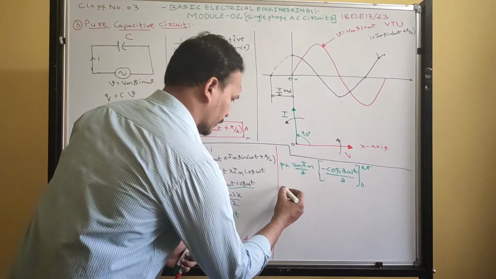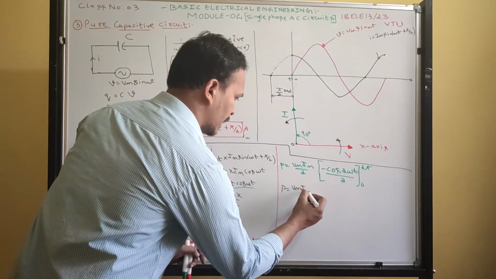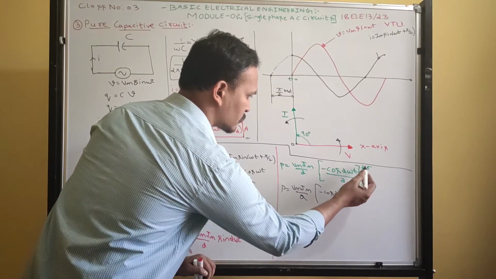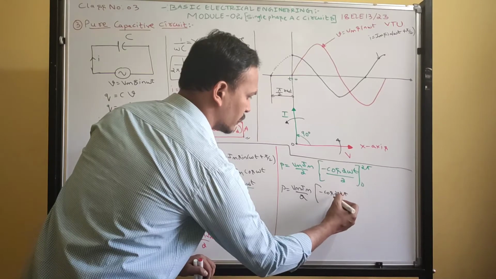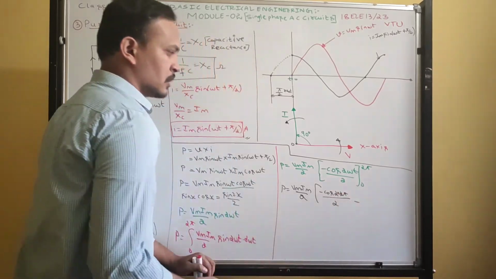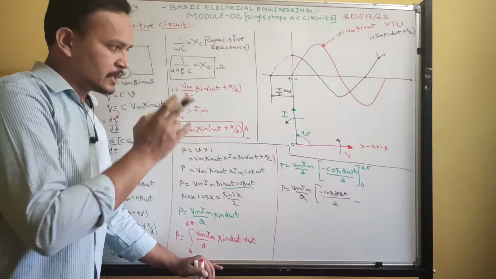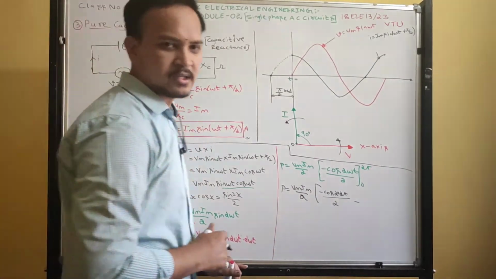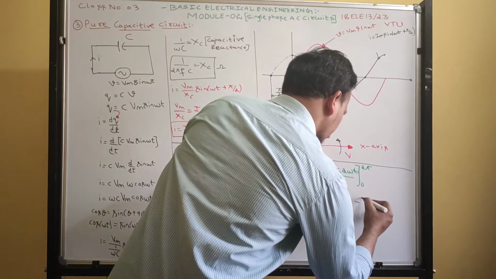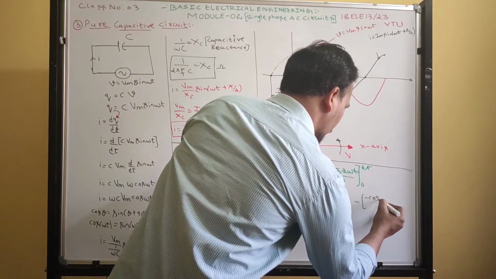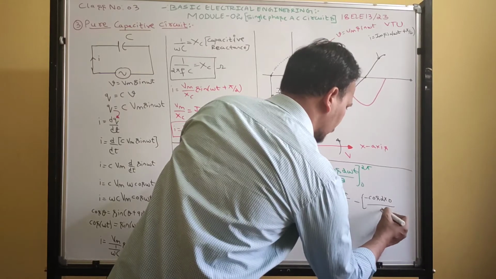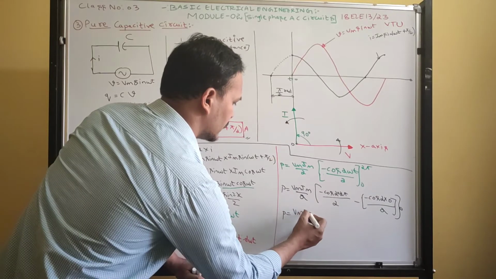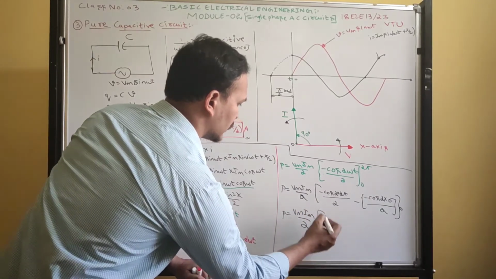So after applying the limits, we get Vm Im divided by 2 into minus cos 2. Replace omega t by the upper limit, so 2 into 2 pi, divided by 2. Minus, for the whole term replace omega t by 0. So minus cos 2 into 0 divided by 2. Then put a flower bracket.